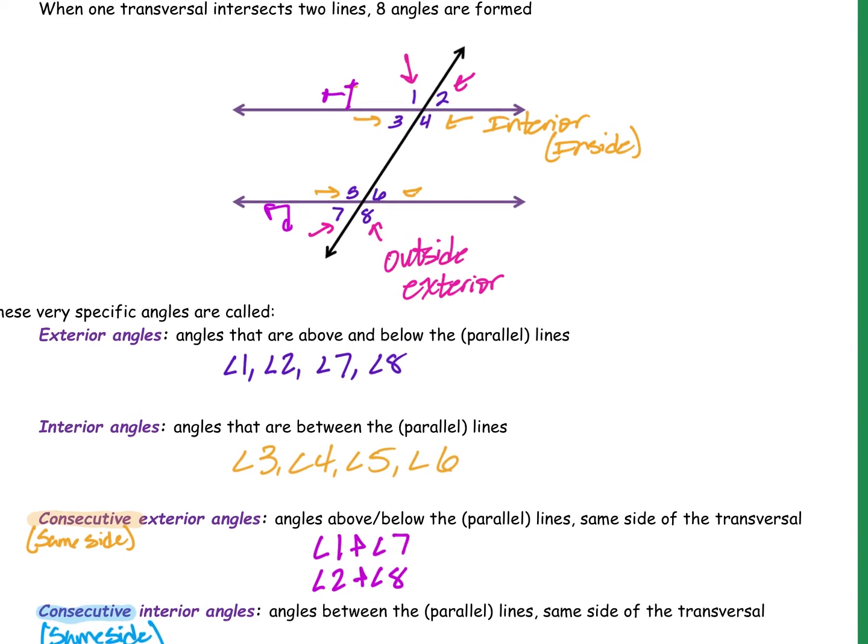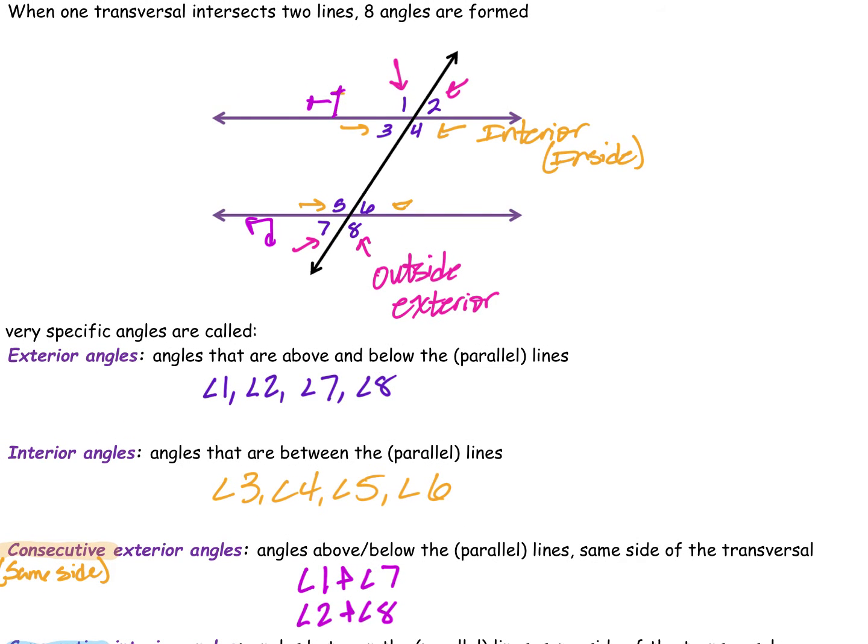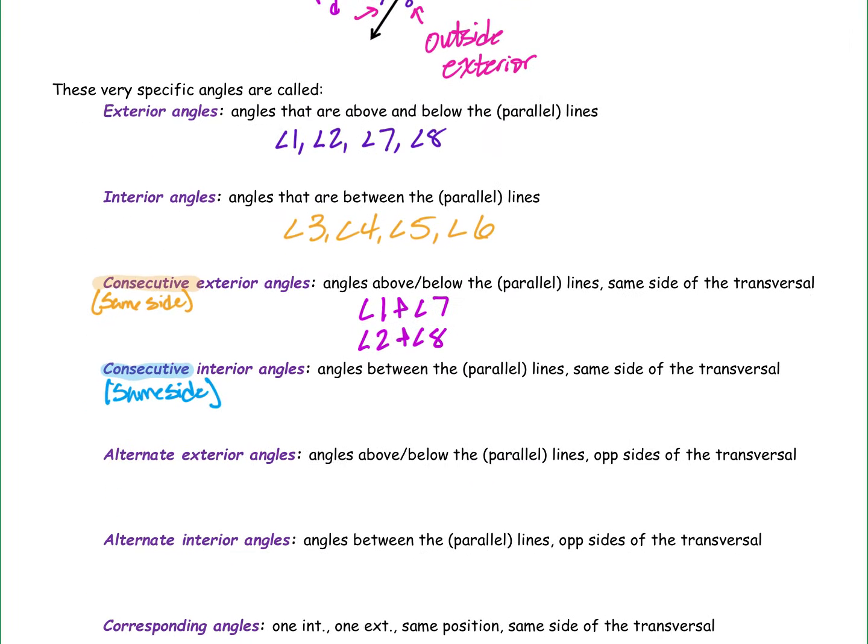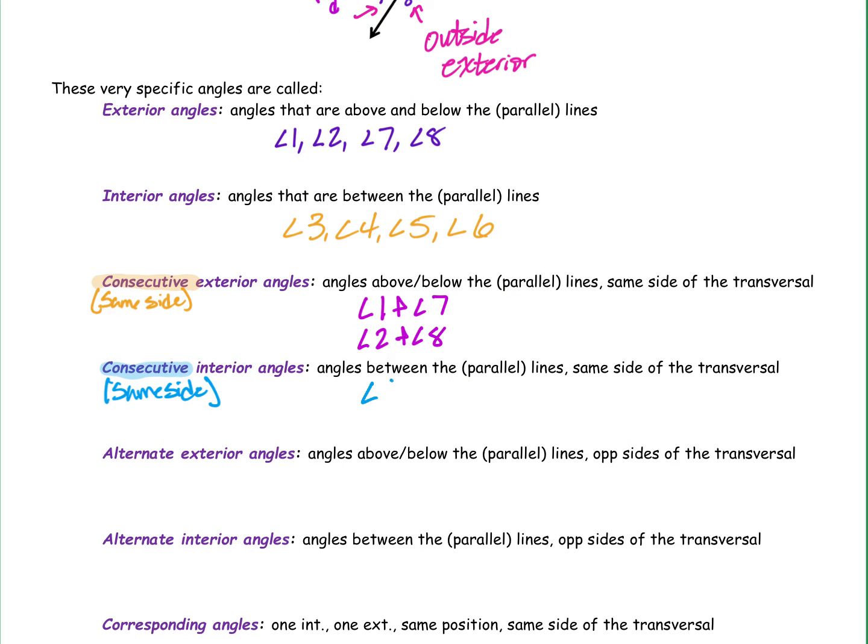So which angles would that be? Would it be 4 and 6? Say it again. 4 and 6. 3 and 5. Good. So angles 3 and 5, and angle 4 and angle 6.